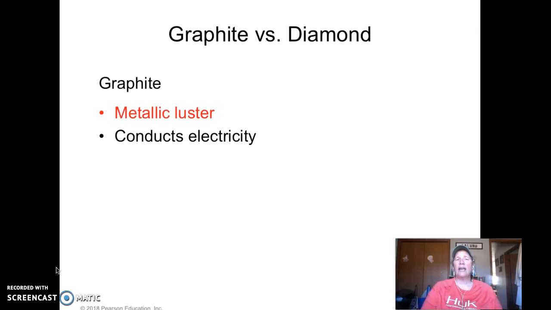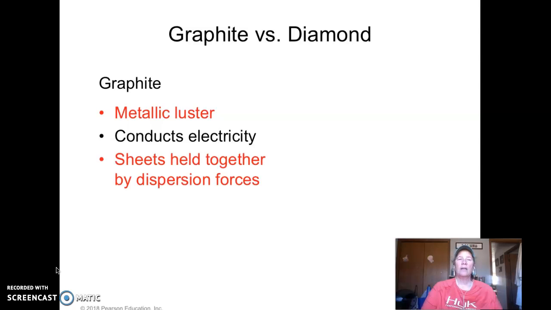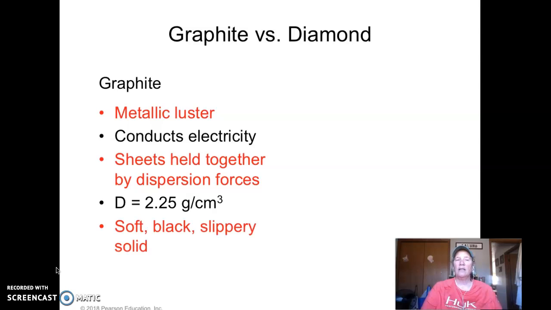Okay, if you look at the difference between a diamond and graphite, they're both pure carbon. Graphite has a little bit of luster. It will conduct electricity. And its sheets are held together by dispersion forces. If you remember, dispersion forces aren't very strong. Those are the ones between molecules, like of nonpolar substances. Its density is 2.25 grams per centimeter cubed, or milliliter, whichever we want to say. It's very soft, it's black, and it's a slippery solid. It's like what we call lead in our pencil, but it's not really lead, it's graphite.